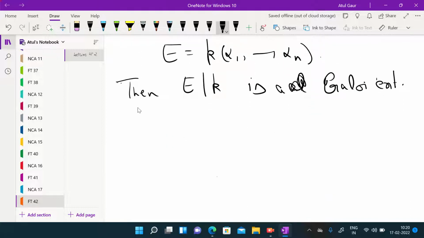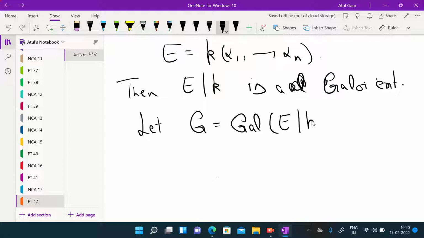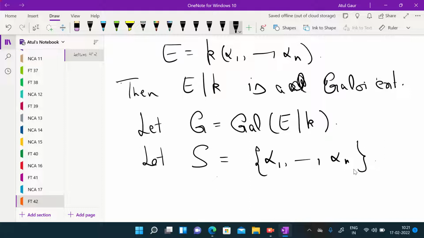So assume G is the Galois group of E over K. And let's call the root set S. S is the root set, alpha 1, alpha 2, ..., alpha n. All right.